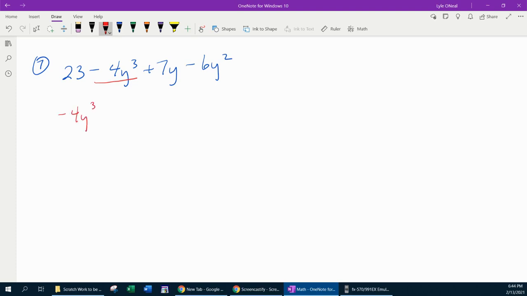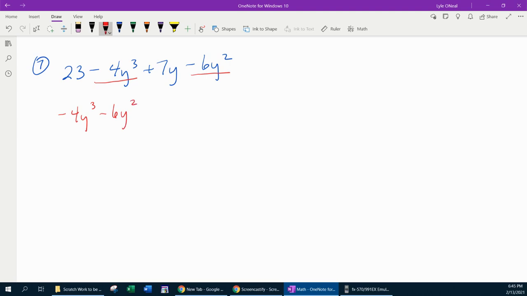So he would come first. And guess what else that makes him? That makes him the leading term. And -4 would be the leading coefficient. Just to reiterate a couple of things there. Next, we would have -6y squared.